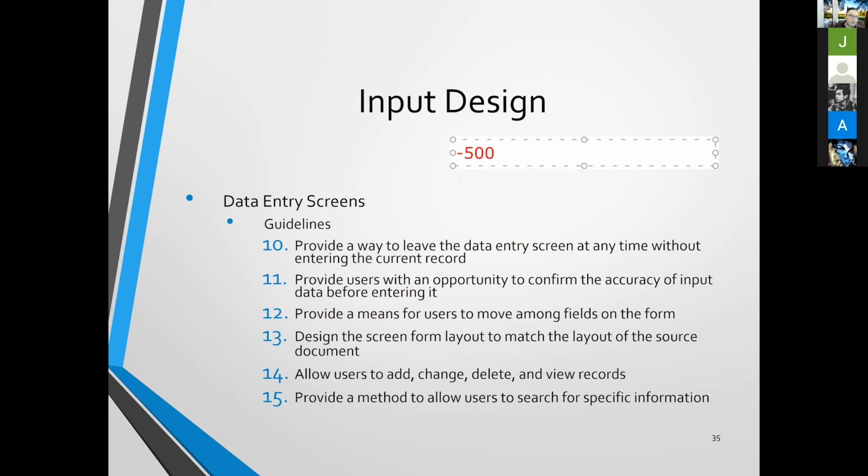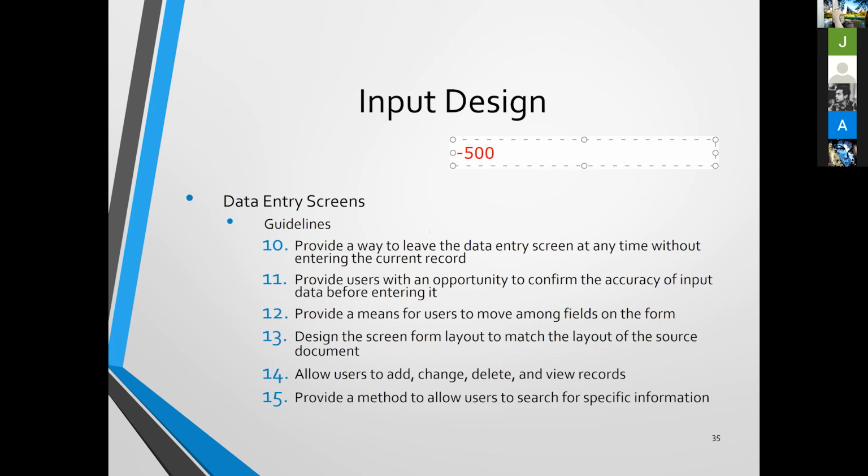Number 11, provide users with an opportunity to confirm the accuracy of the input data before entering it. So in this one, how to do it? The first one is that the data entry field must be large enough with the font size so that the users can see it easily and clearly. After that, you may have some guidelines for the users. For example, if they move the mouse pointer over that text box, you may show the help for them about all the valid values that users can input. This might be the way to help them.